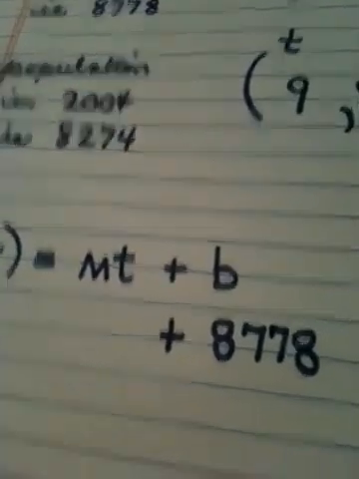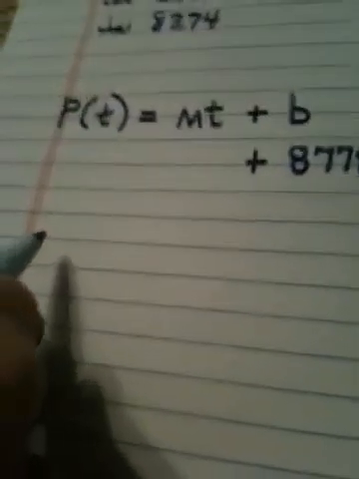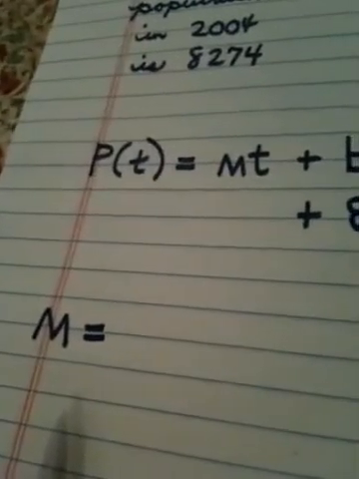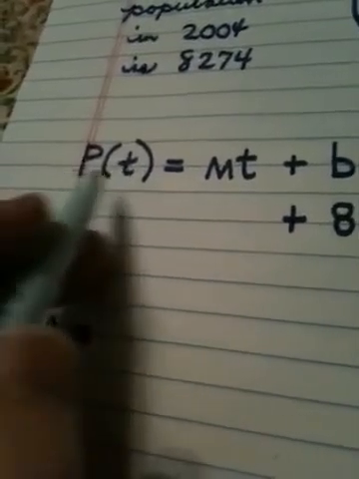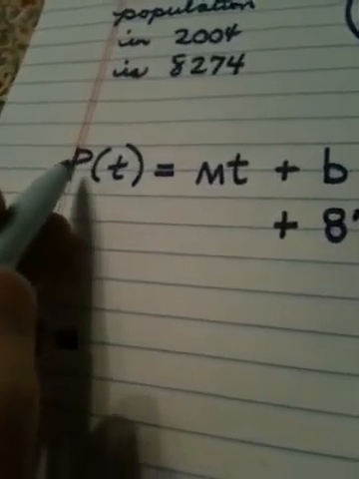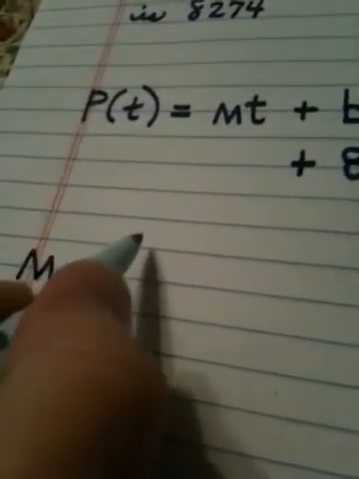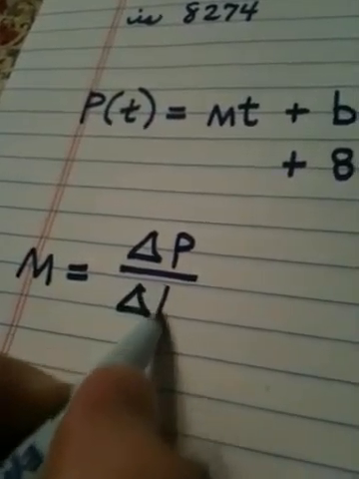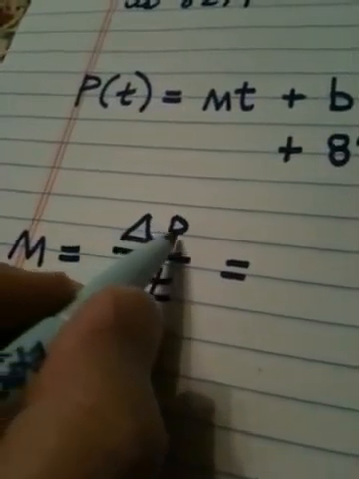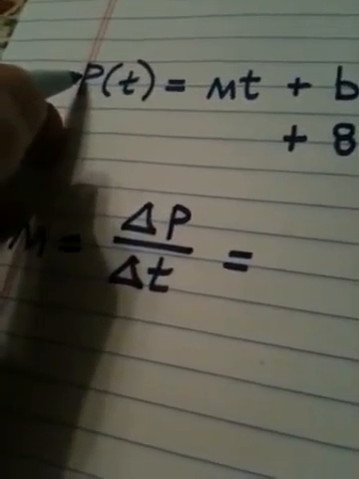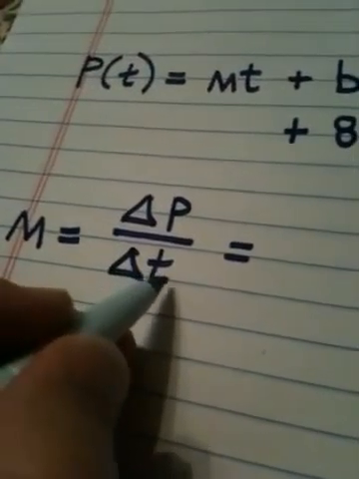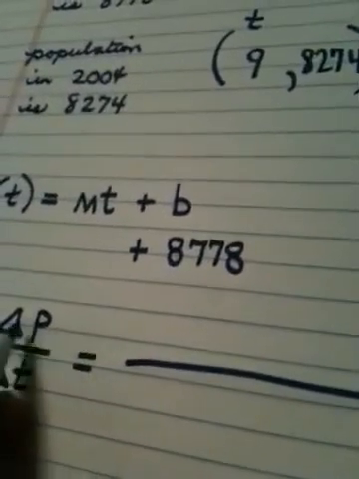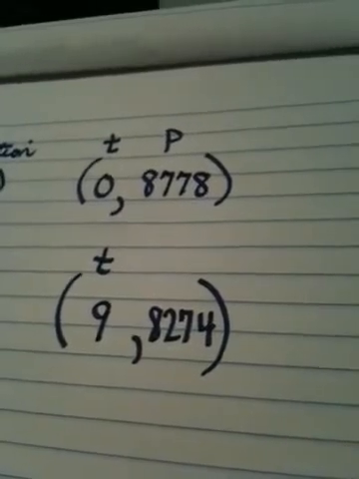Hooray. So what are we missing? We're missing the slope. Well, let's do a little bit of work to find the slope. Slope is normally change in y over change in x, but that doesn't make sense in this problem. The letters are P and T. So slope would be change in P divided by change in T. The change in population, that's my output, divided by the change in time. And in order to find that change, I use these two ordered pairs.